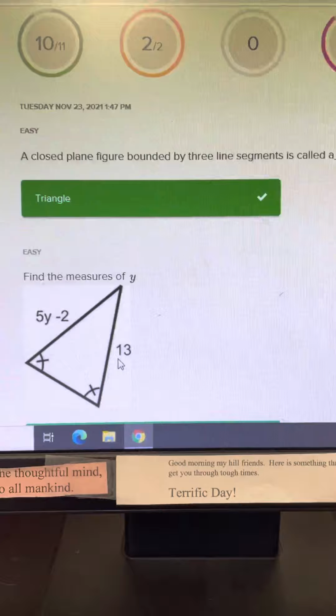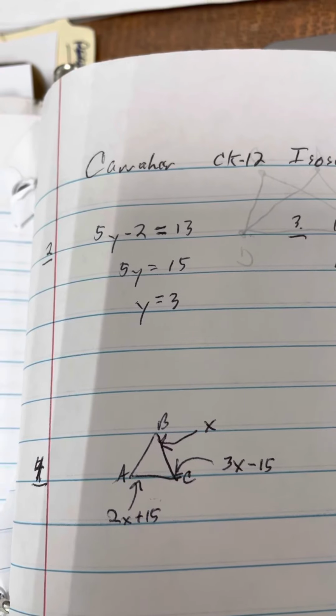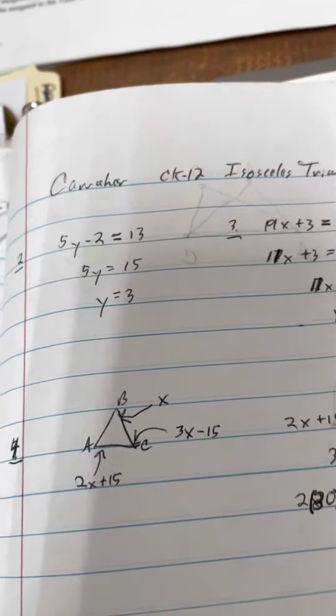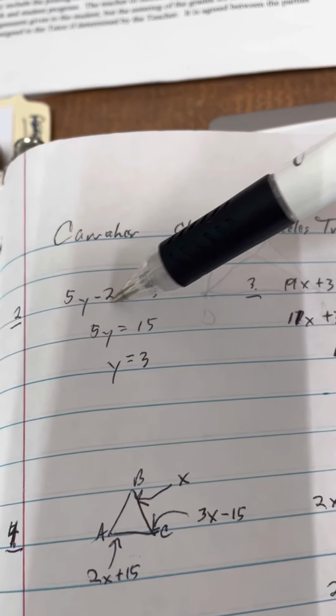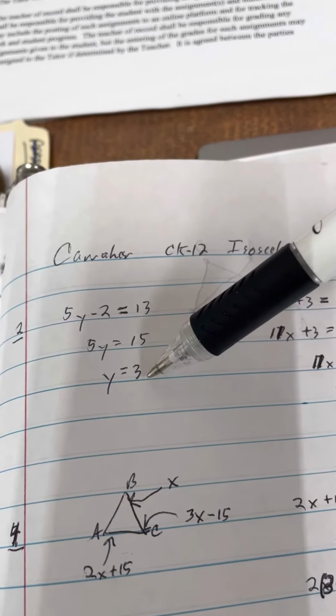Okay, this one, find the measure of y. Since these two angles are congruent, that means these two sides are congruent. So we'll have 5y minus 2 equals 13. There I have the problem, and I have it written out for you step by step, where I added 2 to each side and then divided by 5 each side, and I get y equals 3.